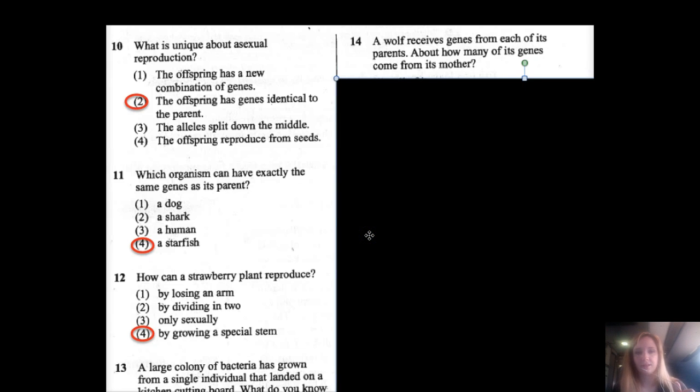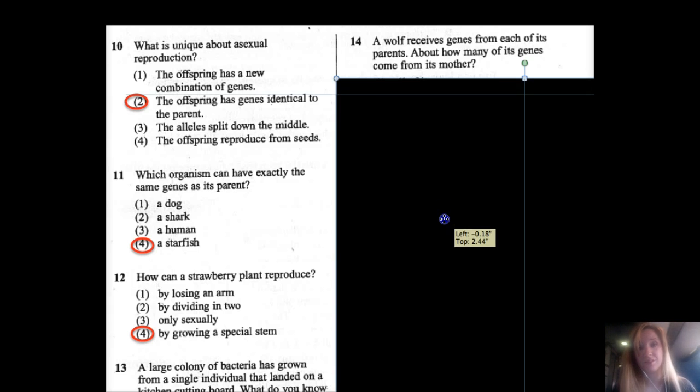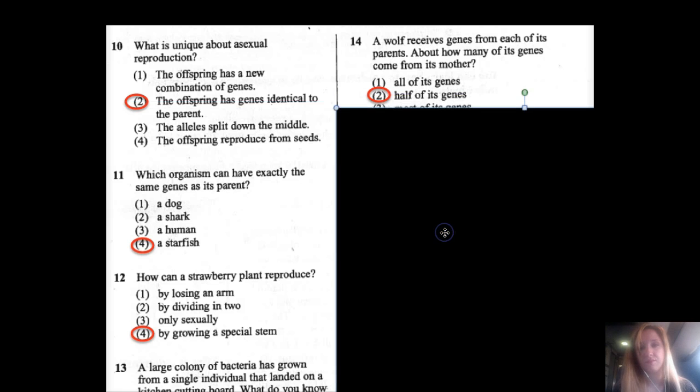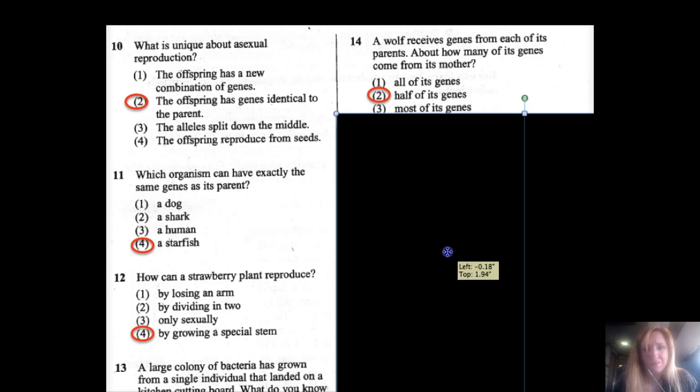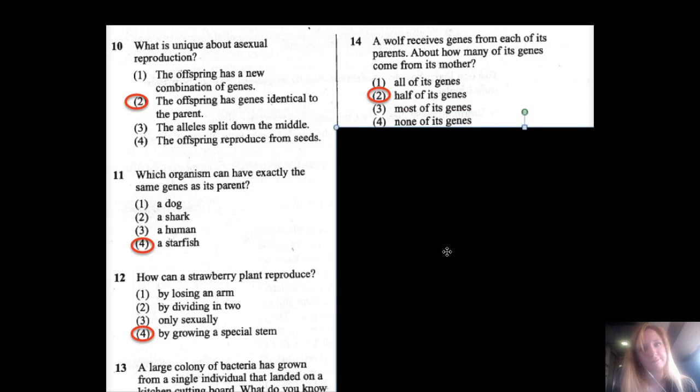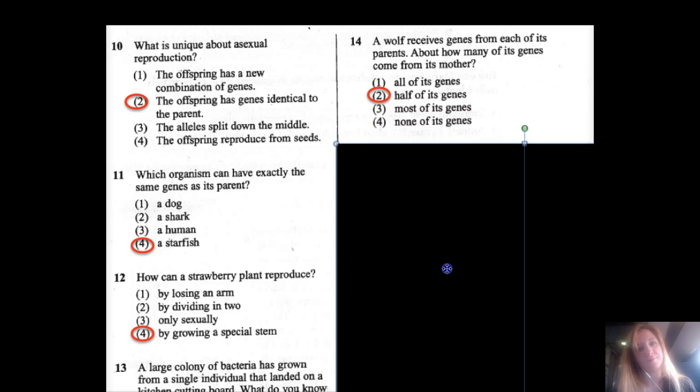14. A wolf receives genes from each of its parents. How many of its genes come from its mother? Alright. If it receives genes from each of its parents, how many come from its mother? Well, 50%. All of its genes, no. Half of its genes, yes. Most of its genes, no. None of its genes, no.